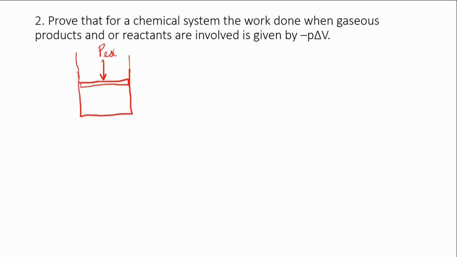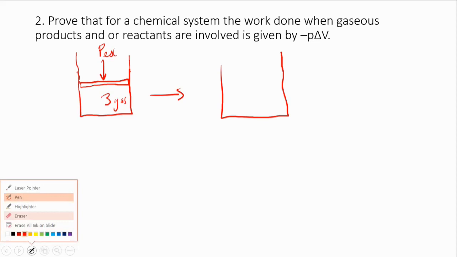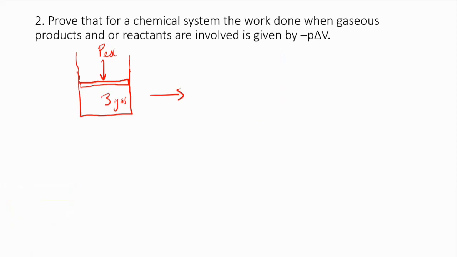Now, if there is a reaction taking place in this vessel, let's say the reaction starts out with 3 moles of gaseous reactants. And then, as the reaction proceeds, it produces, let's say, 5 moles of gas. Let me draw the cylinder similar in size to the previous cylinder. Something like that.